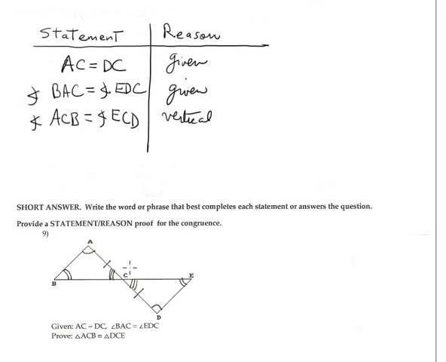These are vertical, and the conclusion is the triangle ACB is congruent with the triangle DCE, and the criteria is by the criteria angle side angle.